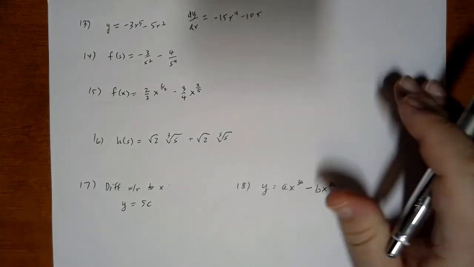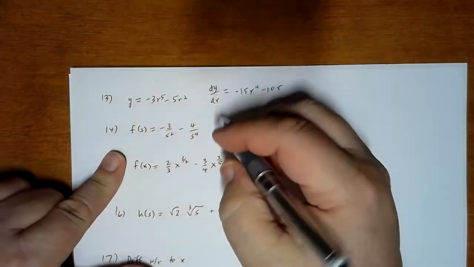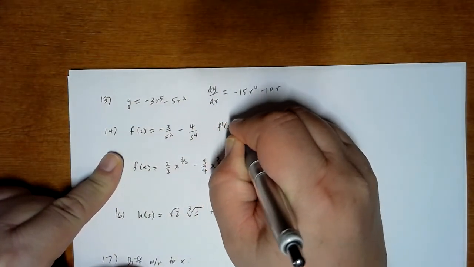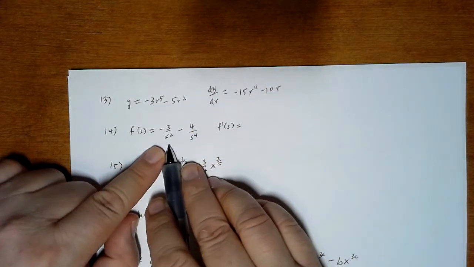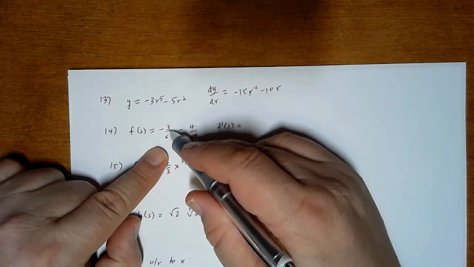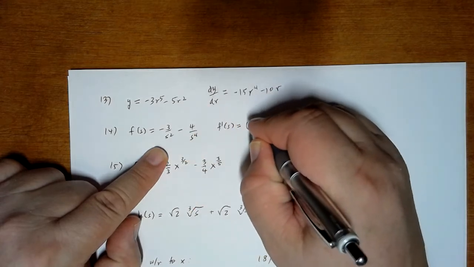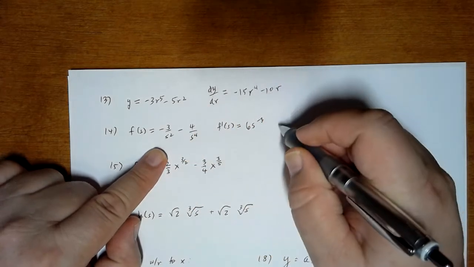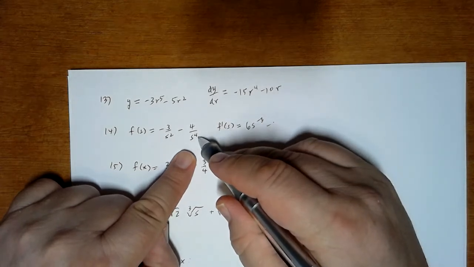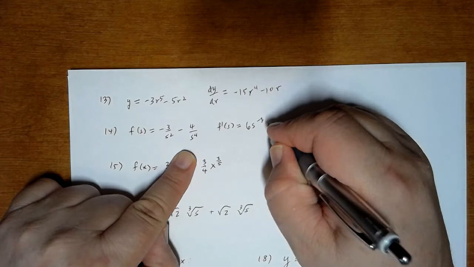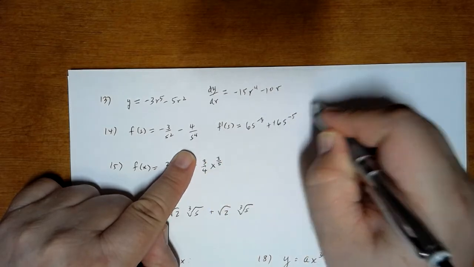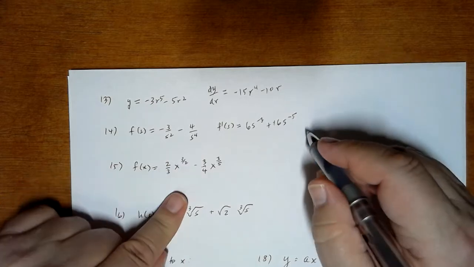Okay, let's go through the solutions now. For number 14, we have f prime of s equals, so this was s to the minus 2 power, right? So when I bring minus 2 times minus 3, I'll have a 6, s to the minus 3, right? Minus 4 times a minus 4 will give me a plus 16, and then that'll be an s to the minus 5th power, right? Plus c.